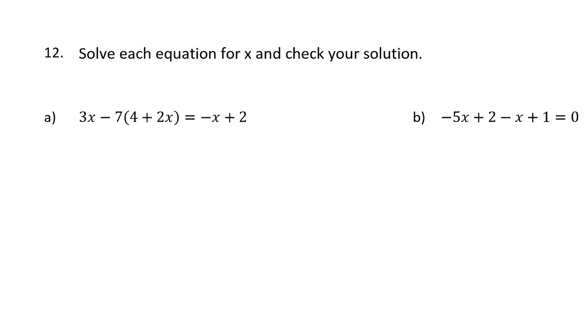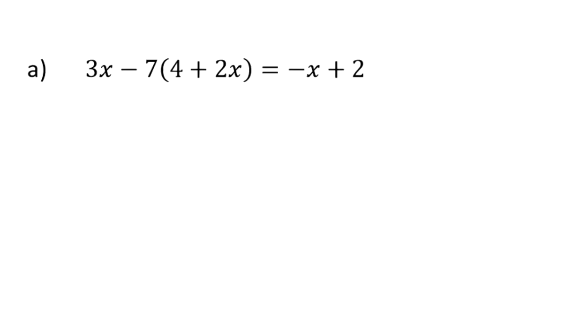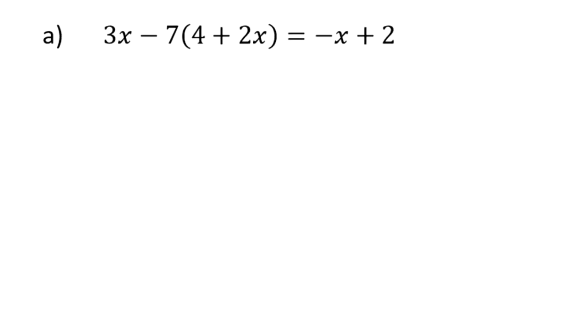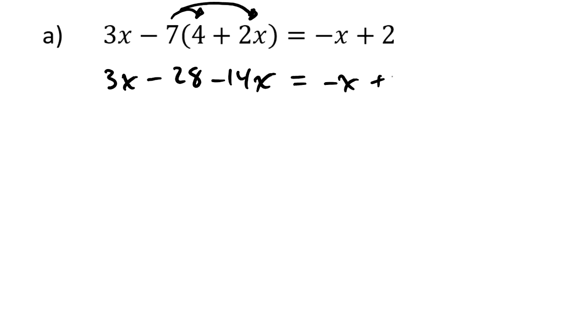Okay, final question. It says solve each equation for x and check your solution. We'll probably check our solutions algebraically here. So first thing I'll probably do is eliminate these parentheses by using the distributive property. So we've got 3x minus 28 and then minus 14x. Notice that we're distributing this negative 7 to both of these terms, and that equals the opposite of x plus 2. If I combine these like terms, I get negative 28 and then minus 11x, and that equals a negative x plus 2.